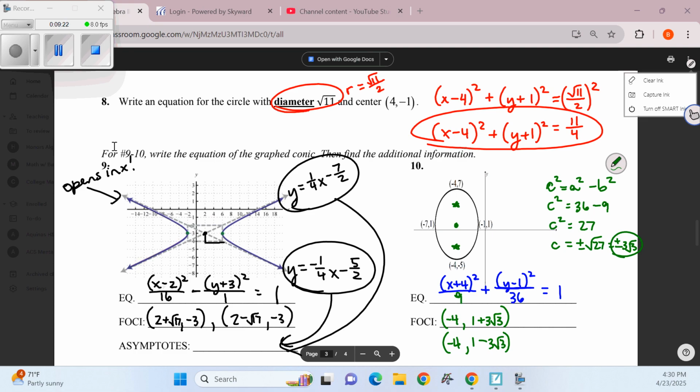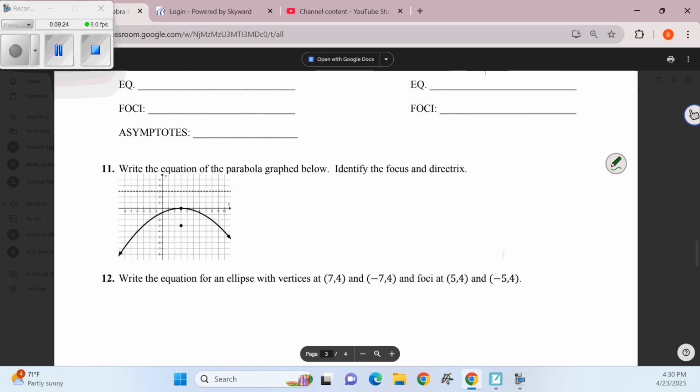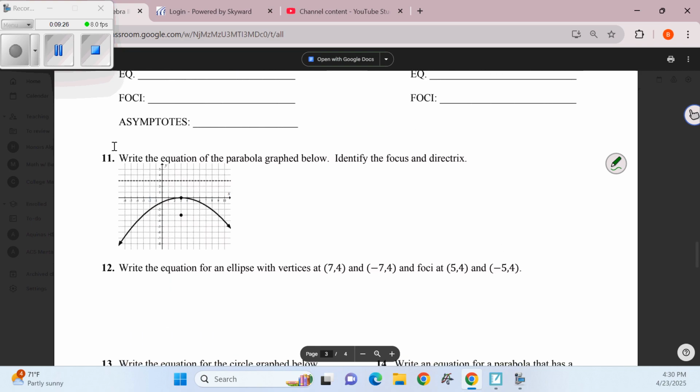Okay, next. Number 11, we're getting there. Write an equation of the parabola graphed below. This has to be an x squared parabola. I know that because we're opening downward. So now I just have to think to myself, okay, it's not quite this simple of a formula because the vertex is at 3, 0.